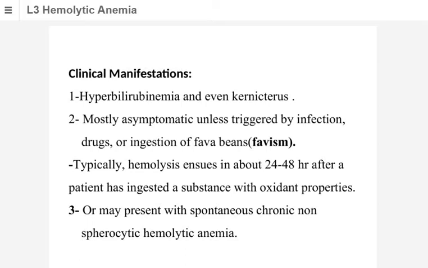Clinical manifestation: hyperbilirubinemia and even kernicterus, if it started early on from the neonatal period, can develop neonatal jaundice and even kernicterus, or mostly asymptomatic unless triggered by infection or a drug or ingestion of fava beans, so-called favism. Typically, hemolysis ensues and appears about 24 to 48 hours after a patient has ingested a substance with oxidant properties.